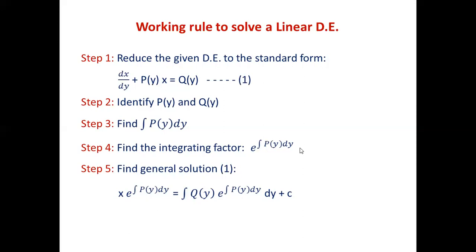And then in the final step, we will write the general solution, which is given by x e to the power integral p of y dy is equal to integral q of y e to the power integral p of y dy plus c. The difference between these two is that we interchange the roles of the dependent and independent variable.